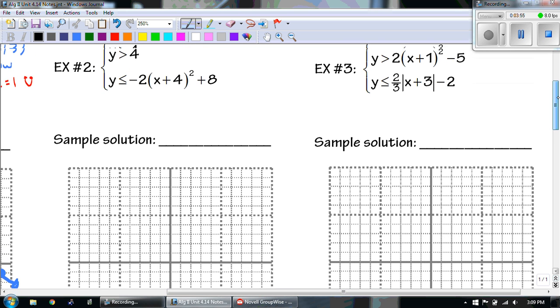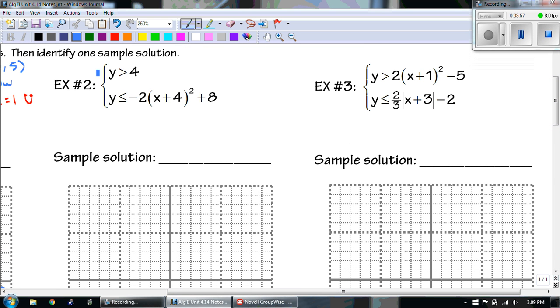All right, number 2. So my first one, this is a horizontal line. All right, starting at 4, and it is open, and it's greater, so that means above. So at +4, I am open, and then I am drawing my horizontal line all the way across. Okay? I like that one. That one was an easy one.